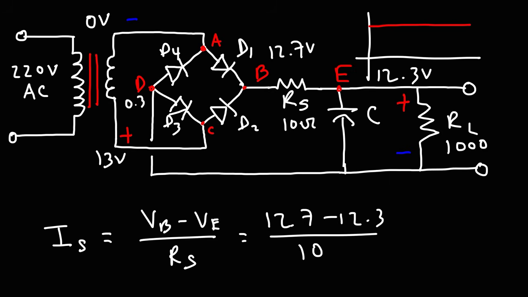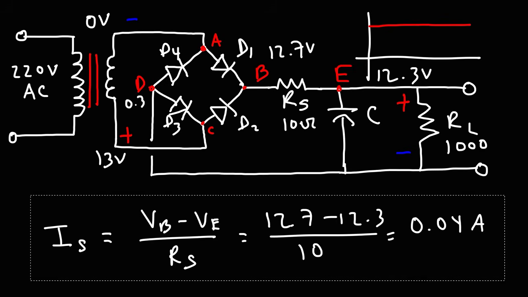So the current that's flowing through that resistor is only 0.04 amps. It's very small. So the value of that resistor is relatively high. Now, if we were to drop RS to 1 ohm, the current flowing through it will be 0.4 amps or 400 milliamps. Now, we need to think about the worst case scenario.